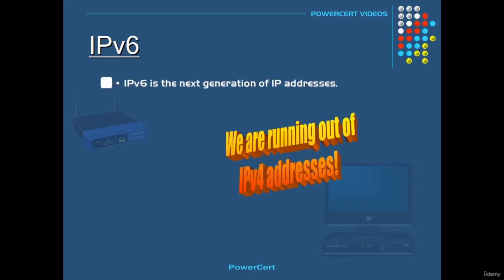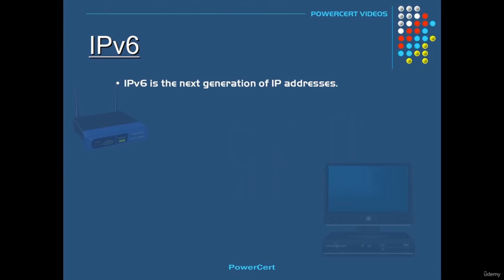When the internet was first developed, programmers didn't realize how big it would become. They thought that IP version 4, which produced over 4 billion addresses, would be enough. But they were wrong. IP version 6 is the next generation of IP addresses. The main difference between IP version 4 and IP version 6 is the length of the address. The IP version 4 address is a 32-bit numeric address, whereas IP version 6 is a 128-bit hexadecimal address.